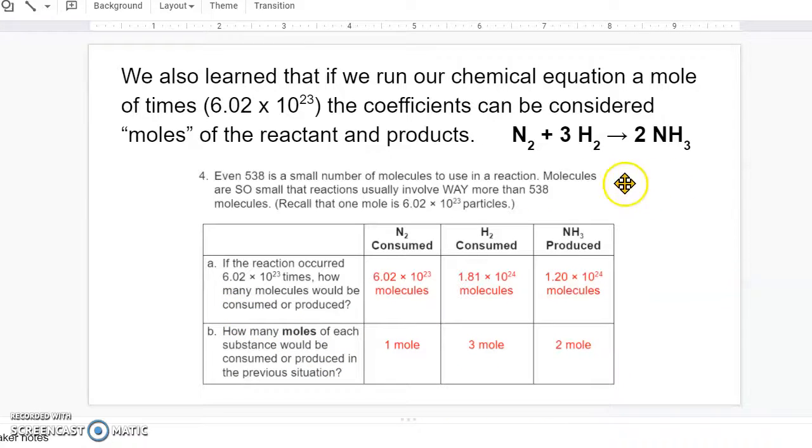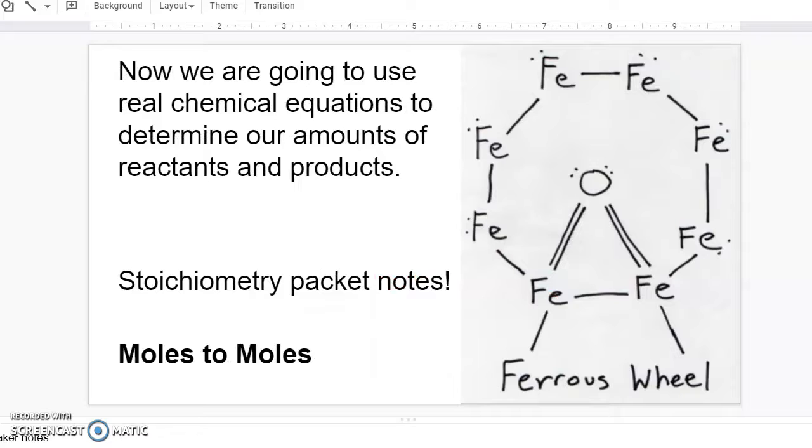So that was our eureka moment that, yes, these are coefficients, and so this is 1, 3, and 2. And before we had written this out as 1 molecule of N2 to 3 molecules of H2 to 2 molecules of NH3. And that's not wrong to say, but the way we're going to use them from now on, because ratios can kind of mean anything, is we have 1 mole of N2 to 3 moles of H2 to 2 moles of NH3.